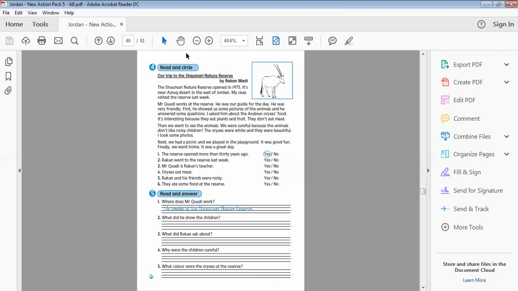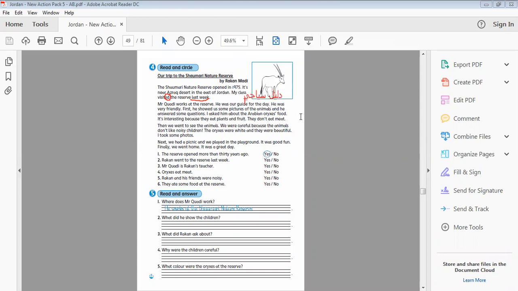Here we have the verb visited, a regular verb. Why? Because it ends with ed. And we have last week, the adverb of simple past. Mr. Kwaidi works at the reserve. He was our guide. What's the meaning of guide? Guide means tour guide, or we can say tour leader.